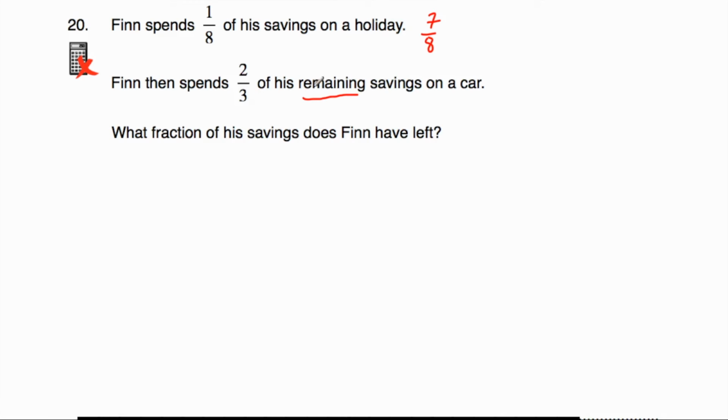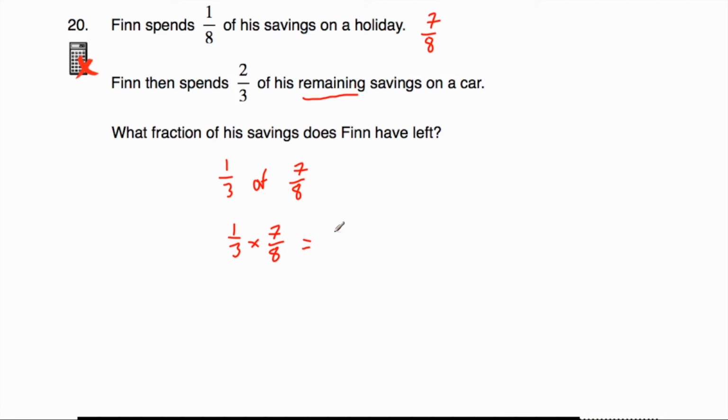Now, if he spends 2/3 of his savings on a car, he's going to have 1/3 of his remaining savings left. So if we work out what 1/3 of 7/8 is, that'll be what fraction of his savings he has left. Because if he spends 2/3 of the remaining savings, he's left with 1/3 of the remaining savings. Now remember, whenever we're dealing with fractions, instead of doing 1/3 of 7/8, we could do 1/3 times 7/8, and that would tell us the fraction of his savings he's got left.